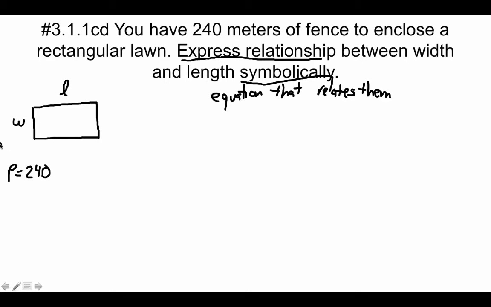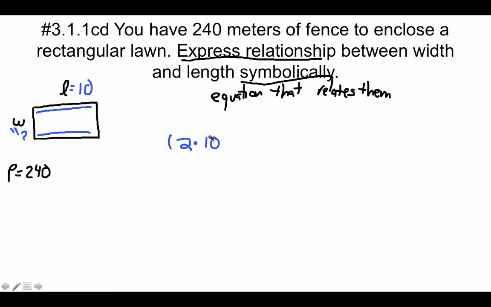So let's figure out how you would find the width given the length. Let's say I have a particular length, and I'm going to use what I call the fake number strategy. I'm going to just say this length is 10. In which case, how would I find my width? Well, I know that there are 2 lengths, so that takes up 2 times 10 of my perimeter. Then how much is left for the widths?